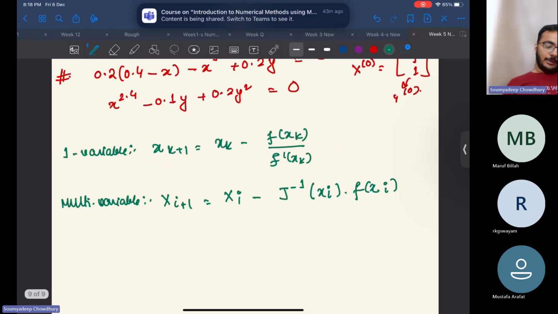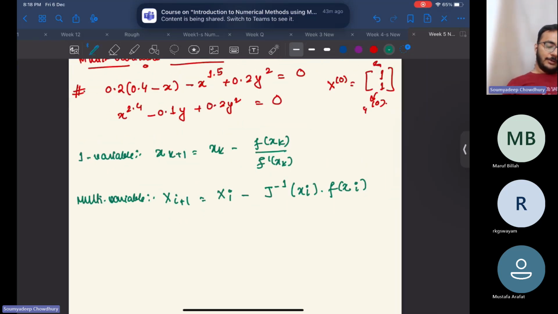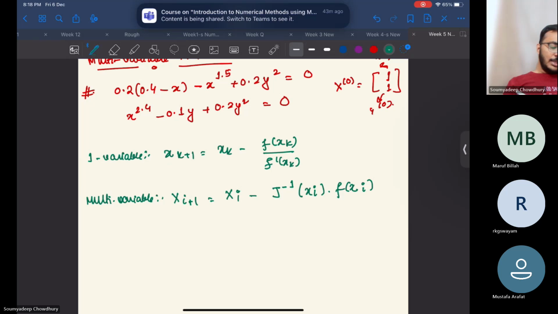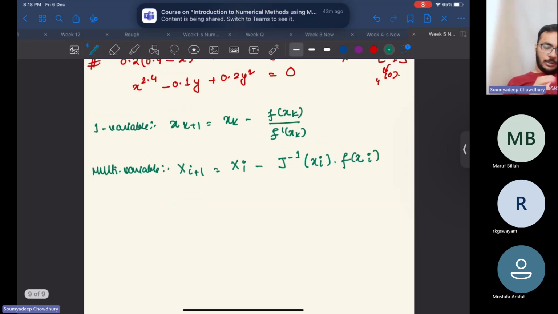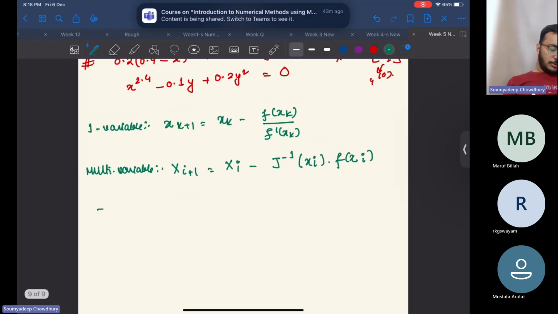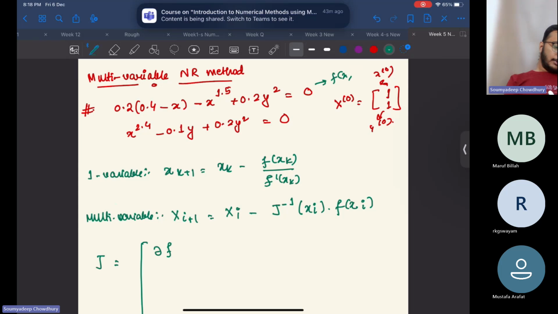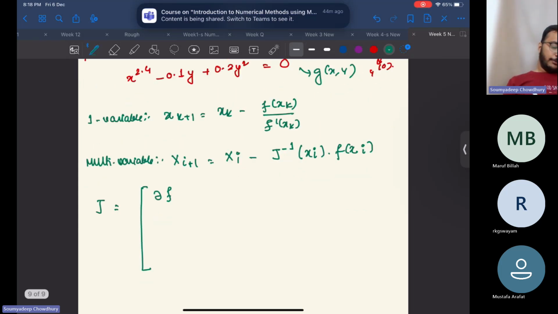So what is a Jacobian function? We need to derive it. If you have a set of equations for a 2 cross 2 system, a two unknown system, I'll first show you. Your Jacobian is basically, suppose the first equation is f of x comma y and the second is g of x comma y. So it will be dou f by dou x, that is the partial differentiation of f with respect to x. Here you will have dou f by dou y. Here you will have dou g by dou x and dou g by dou y.